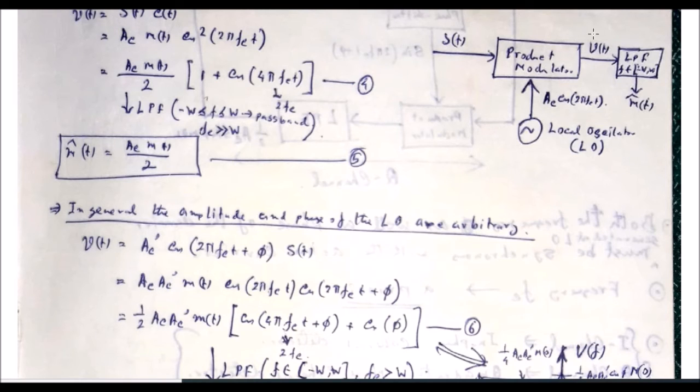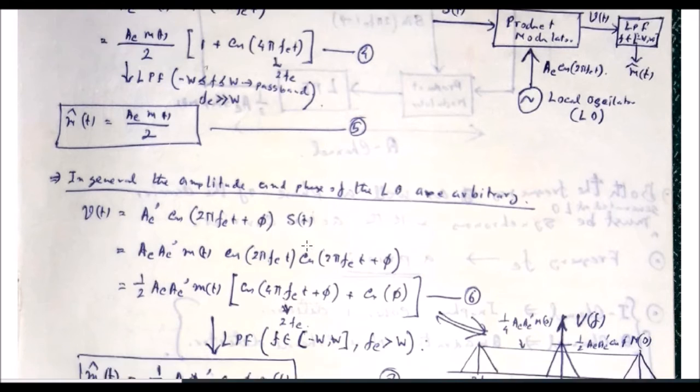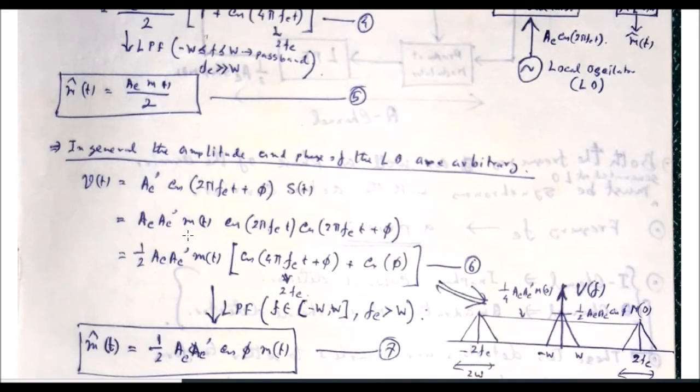So what will be the expression of vt now? Now the amplitude is this one. Suppose the amplitude of the locally generated carrier is A dash c, and cos 2 pi fct plus phi. This phi is the phase difference between the transmitted carrier and the locally generated carrier at the receiver end. Okay, so this locally generated carrier is multiplied with the received modulated signal. The received modulated signal has the expression Ac cos 2 pi fct m(t). Just put the value here and you will have this term.